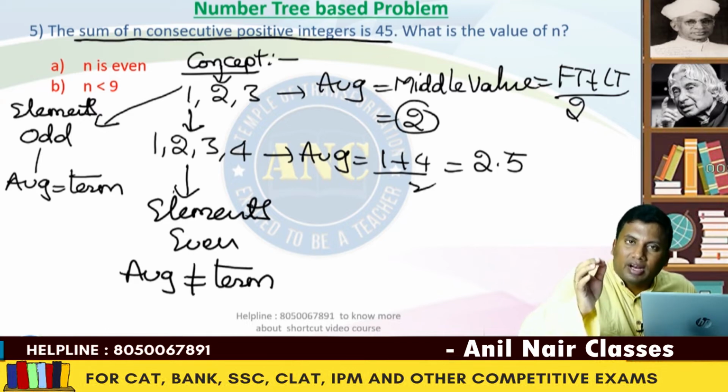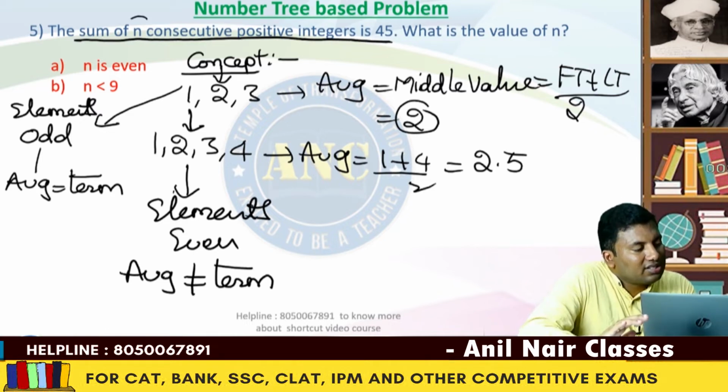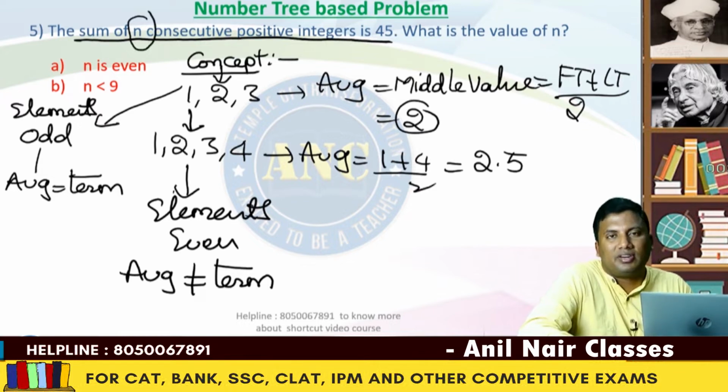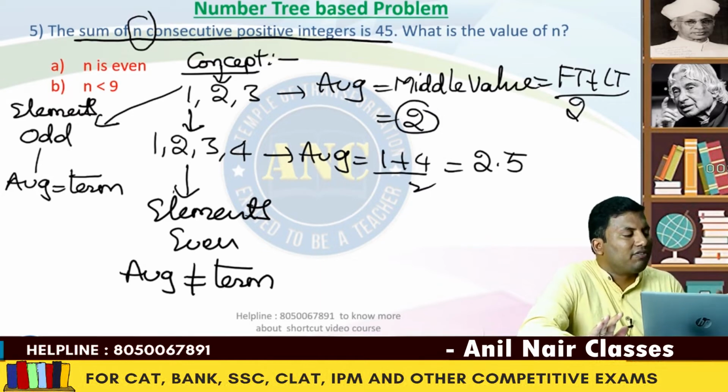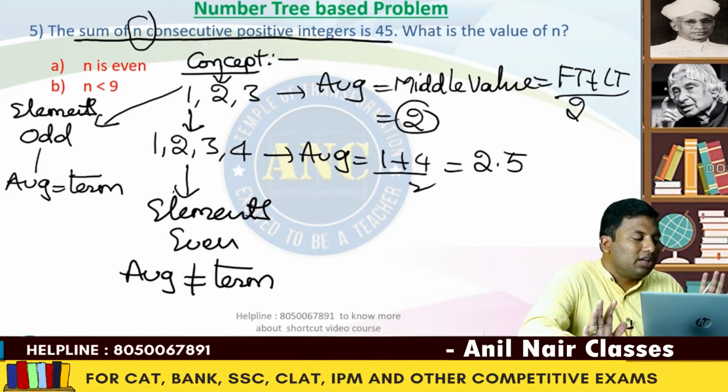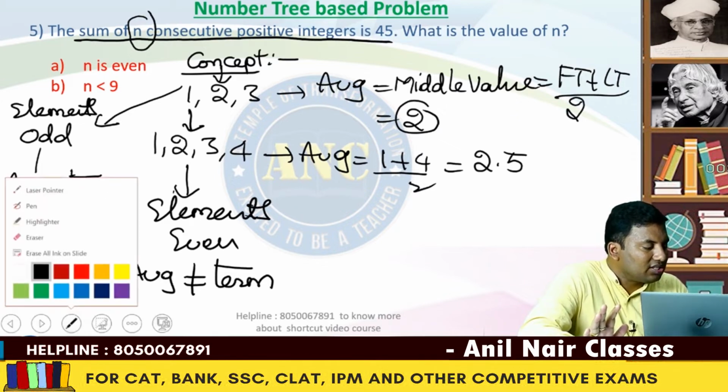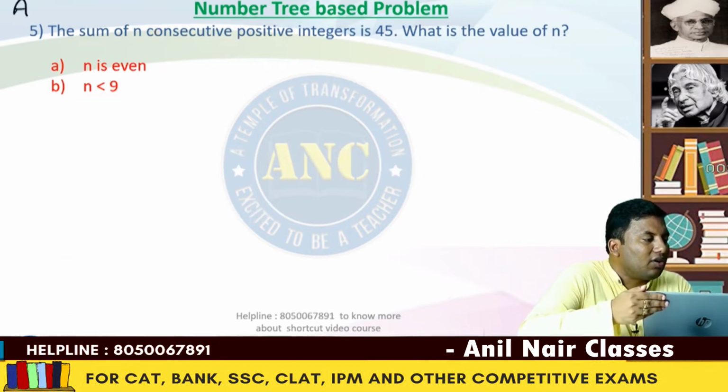Because it is said sum of n consecutive positive integers, I don't know whether n is an odd number or an even number, so I will use this concept. If the number of elements is odd, the average is the term. If the number of elements is even, the average is not a term. With this idea, let us solve this question. Listen carefully, sir. This is a little advanced level question.